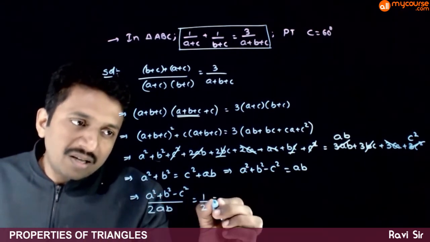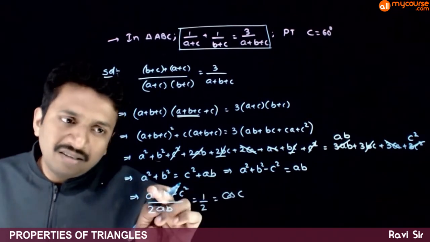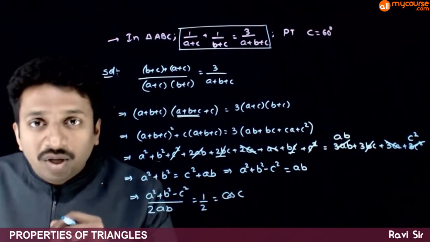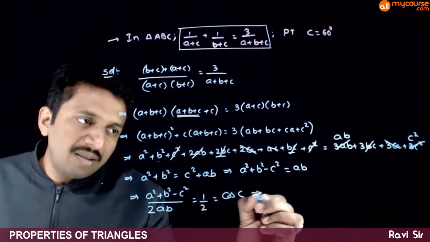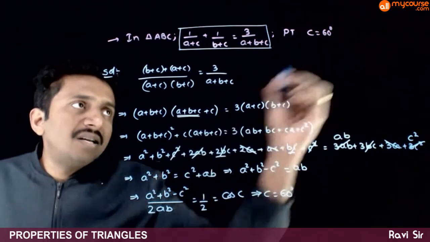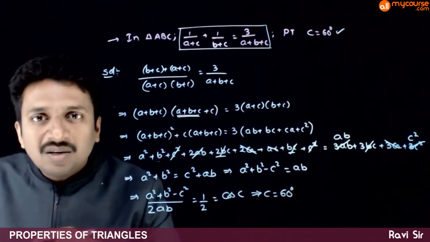So I am multiplying and dividing with 2. This is nothing but cos of C, right? A square plus b square minus c square by 2ab is cos of C. And that is equal to half. This implies C is equal to 60 degrees. Hence, the proposition is proved.